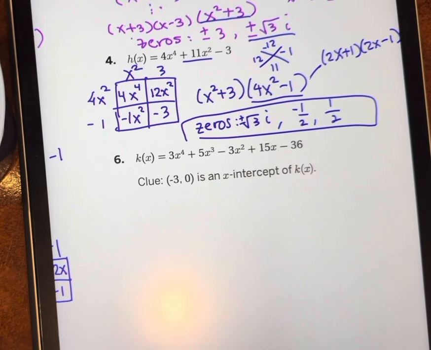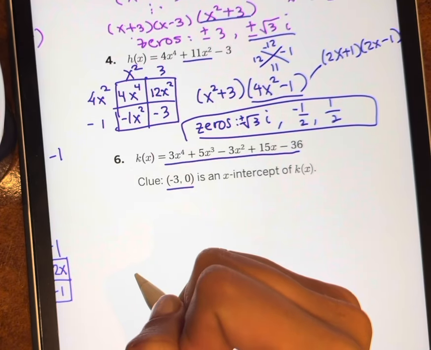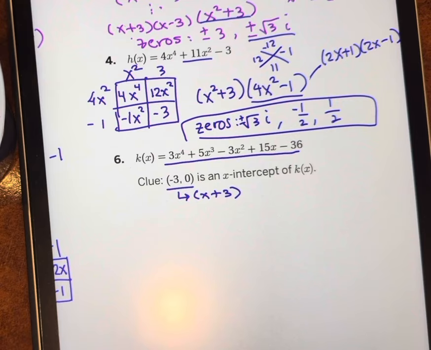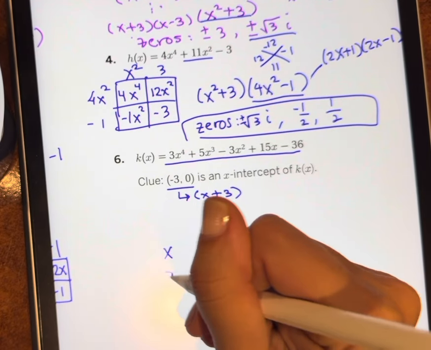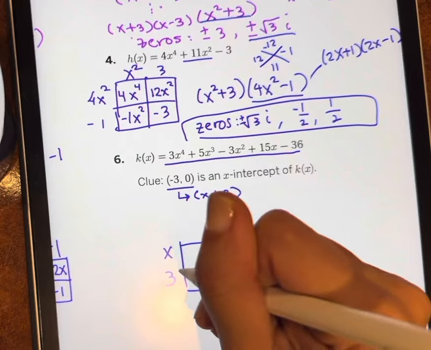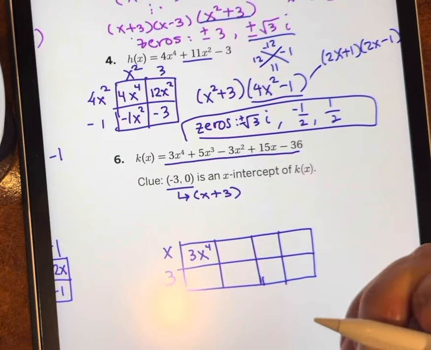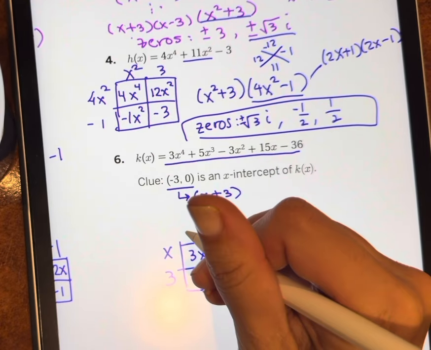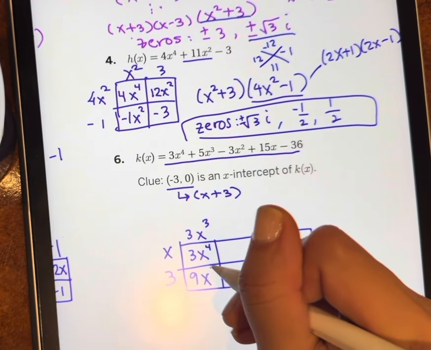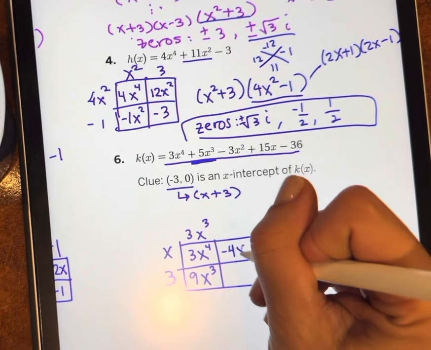And now the last one here. They give me this guy. They tell me that negative 3 is an x-intercept, which means that x plus 3 is a factor, which means that if I do this, let's see what we get. This should divide nicely. So with the x here and a 3x to the 4th here, then I needed a 3x cubed here. With a 3x cubed here times a 3, that's a 9x cubed. If I have a 9x cubed, but I want a 5x cubed, then I got to take away 4x cubed.